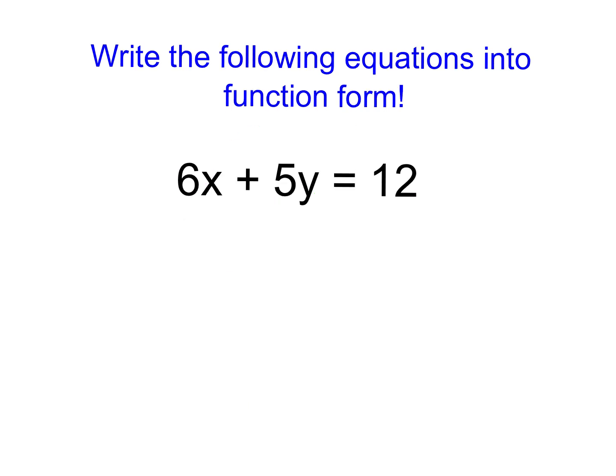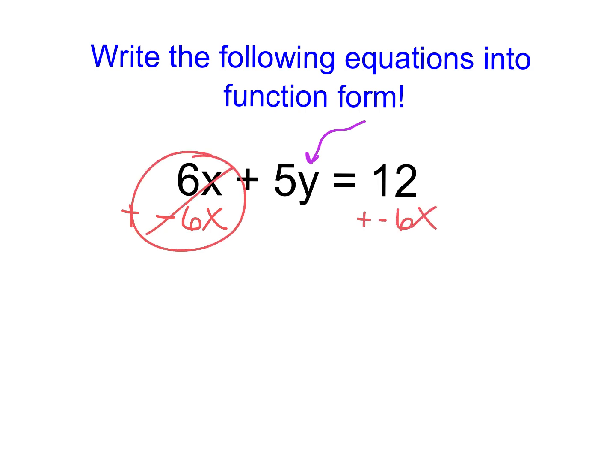And our last example. So here our goal is to get y alone still. So remember that we need to start by getting the x term to the other side of the equation. So we're going to subtract 6x or add a negative 6x to each side so that these become 0. And we're left with 5y is equal to 12 plus a negative 6x.